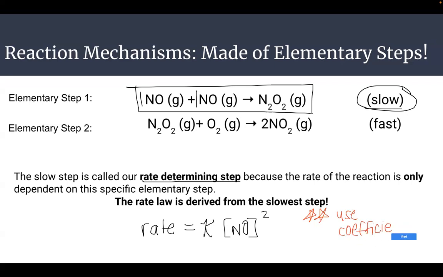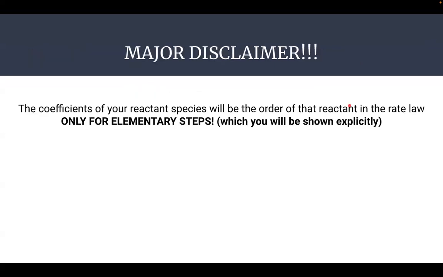And this is going to be connected to our idea of collision theory, which we're going to talk about in a future class. So just to reiterate the big disclaimer that I said, the coefficients of your reactant species will be the order of the reactant in the rate law only for elementary steps. And again, you will be shown explicitly your reaction mechanism. You will never be asked to predict your reaction mechanism. It is something that you will always be given.